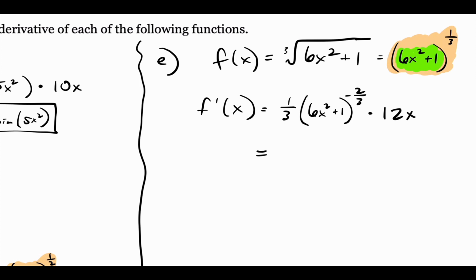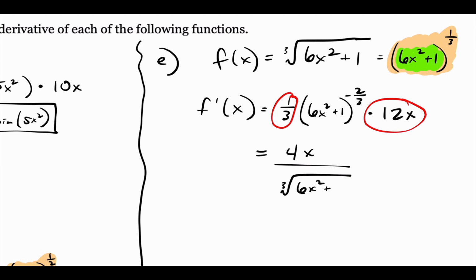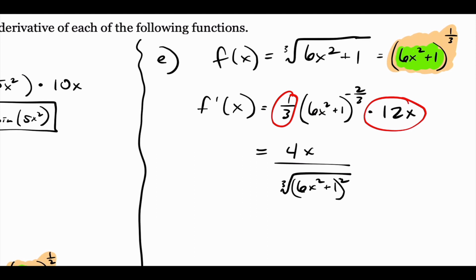So I can multiply 1/3 and 12. I can multiply those two guys together. So it's 4x. And then this guy I can move to the bottom. Give it back its root, and now it's got a squared. It's got a squared because the top is a 2 now, not a 1. Done.